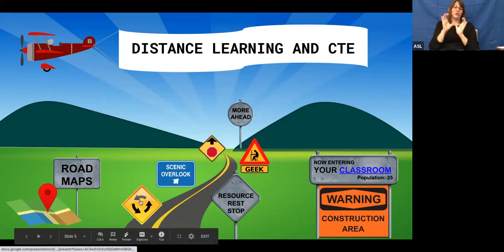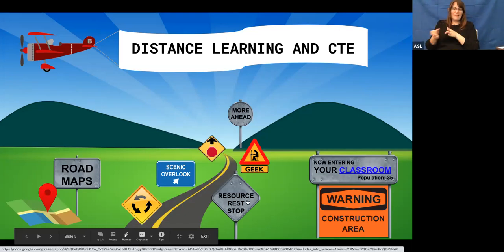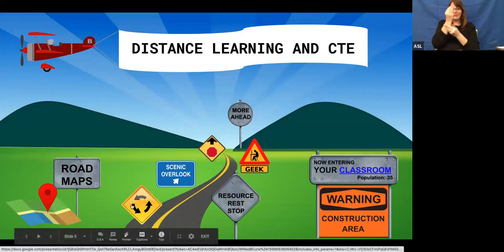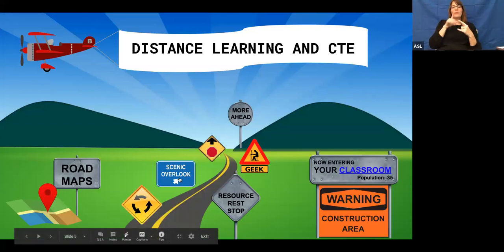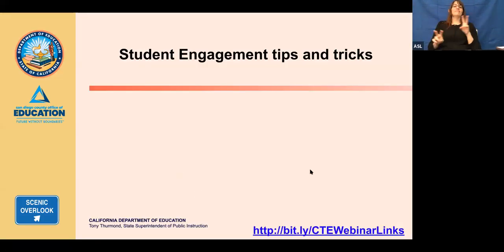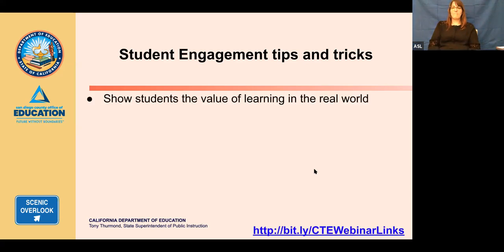All right, so we entered your classroom over here. We went and found a roadmap for planning. We went over here to the resource rest stop, and we took a moment to talk about routines. So let's take a scenic overlook here and talk a little bit about student engagement tips and tricks, and then we will dive forward. So it's really, and Allison talked about this early in our presentation today, how do we ensure students see the value of learning?